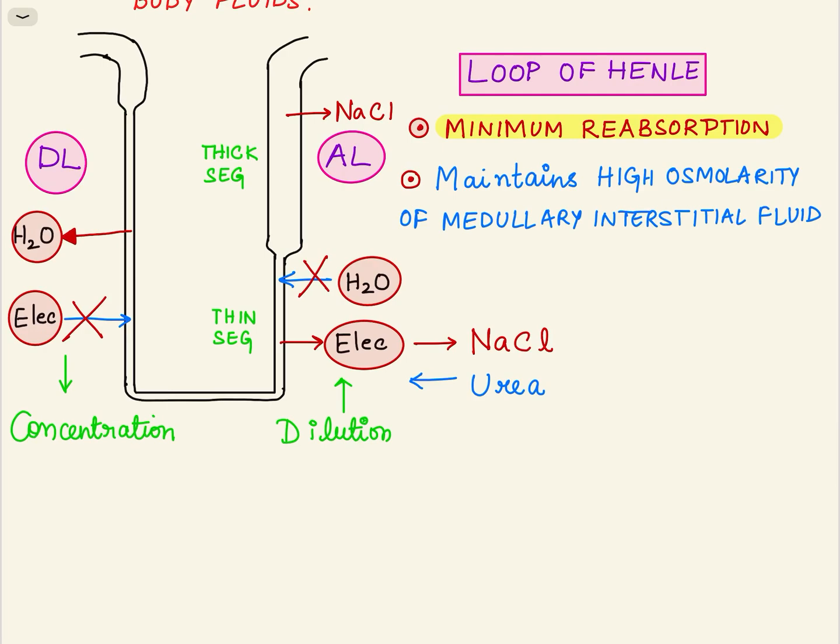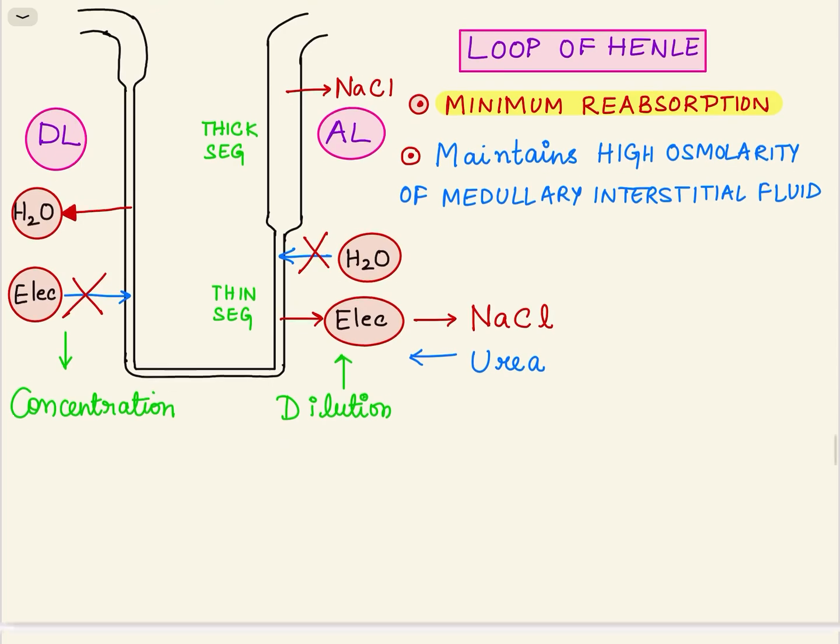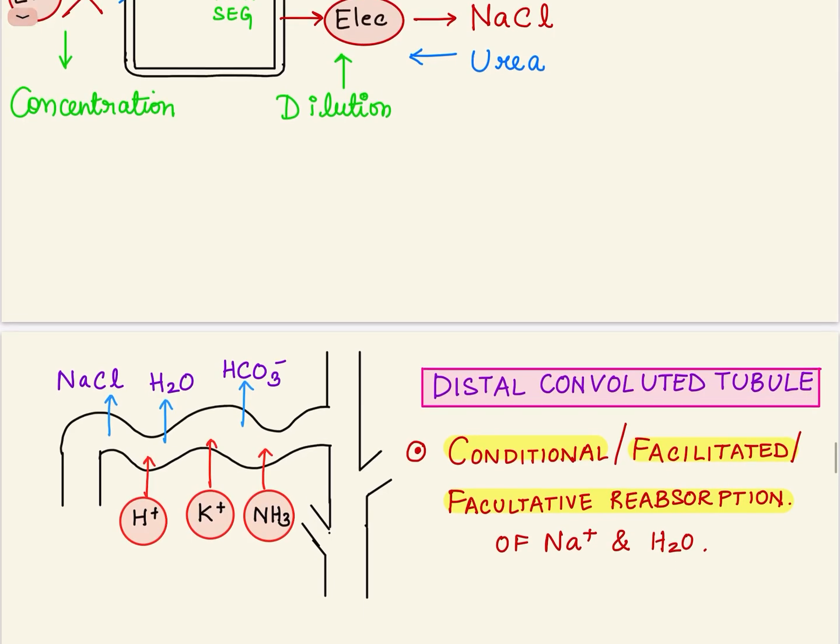But it is permeable, that is important. Electrolyte permeability is there, but water is impermeable, in the ascending limb, right? So if electrolytes are permeable, what will happen again to the concentration? It will get diluted, because water is impermeable and electrolytes are getting exchanged. They are coming out, so it causes dilution.